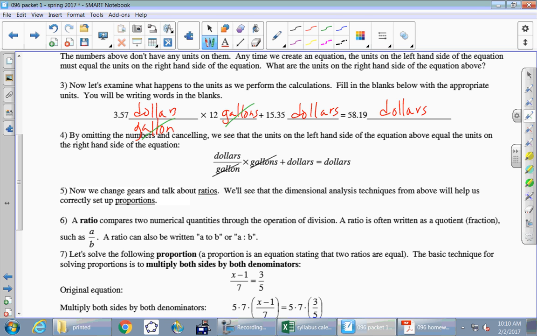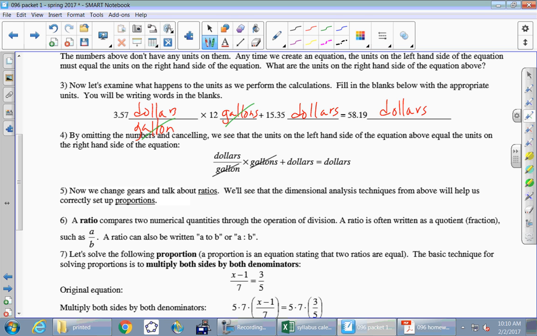Okay, number 6, ratio is just a definition. Ratio compares two numerical quantities through the operation of division. Ratio is just a division of two numbers. A ratio is often written as a quotient, which is a fraction, like A over B, but you could also write A to B, like the word, or you could write A and then a colon B. For us, we're almost exclusively going to write the fraction way, but in some word problems, you'll see a colon. That just means division.